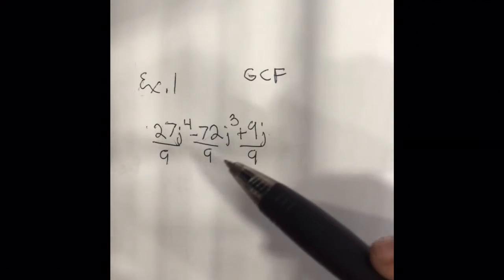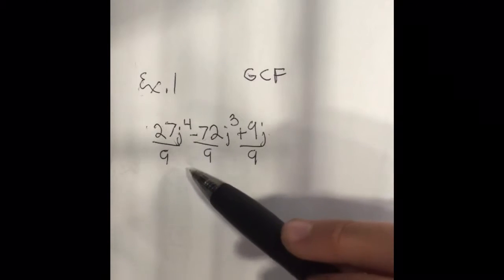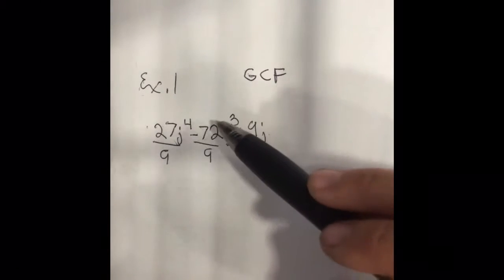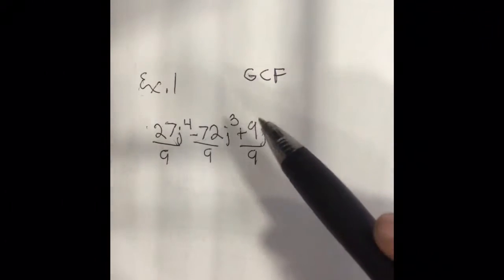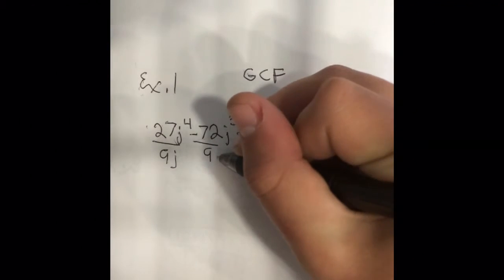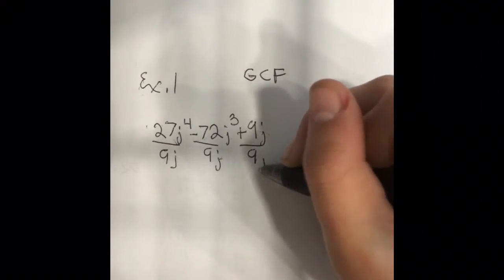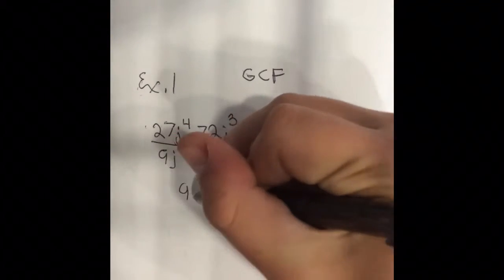And you have to pick your least common degree, which is the lowest. So we have j to the 4th, j to the 3rd, and j. Your least common degree would be j, because 4 and 3 are bigger than 1. So it would be 9j. And for your final answer, you put 9j in front.